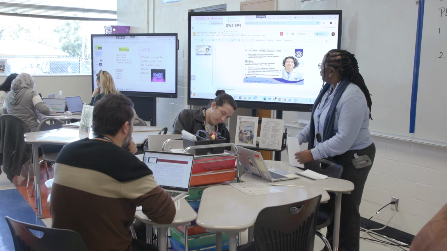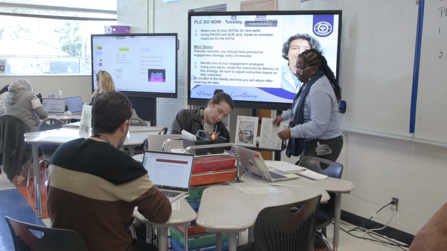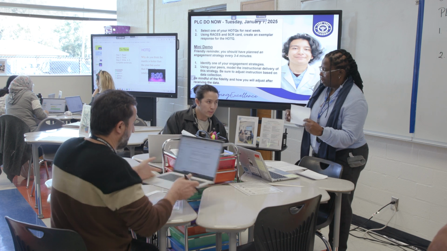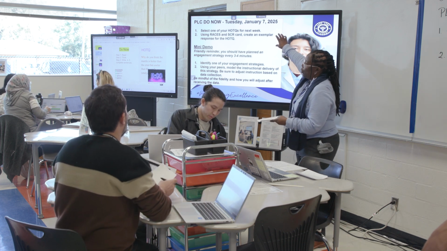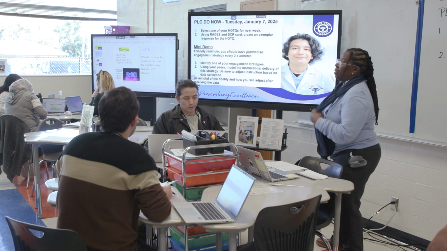So with the do now, we're going to start with the do now. This is the do now. Y'all have your response cards. The SRCs are ahead. This is the question for the do now. This is our do now right here. We're going to start off with the do now.